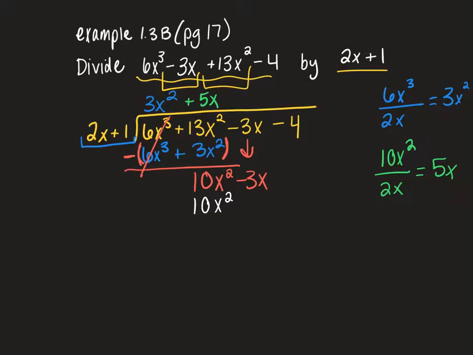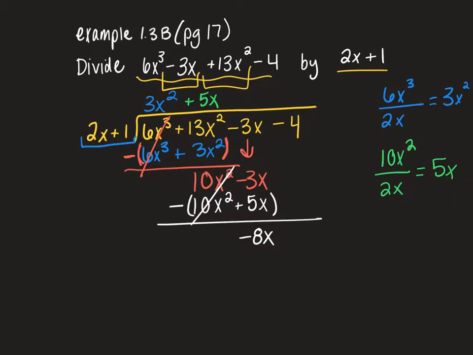Right, and then 5x times 1 is a positive 5x. Right, and remember, we're subtracting. So 10 minus 10 cancels. Right, negative 3 minus 5 is negative 8x. So it is really important that you pay attention to your signs. Right, we've got a negative 3, and then we're subtracting 5. So negative 3 minus 5 is negative 8.